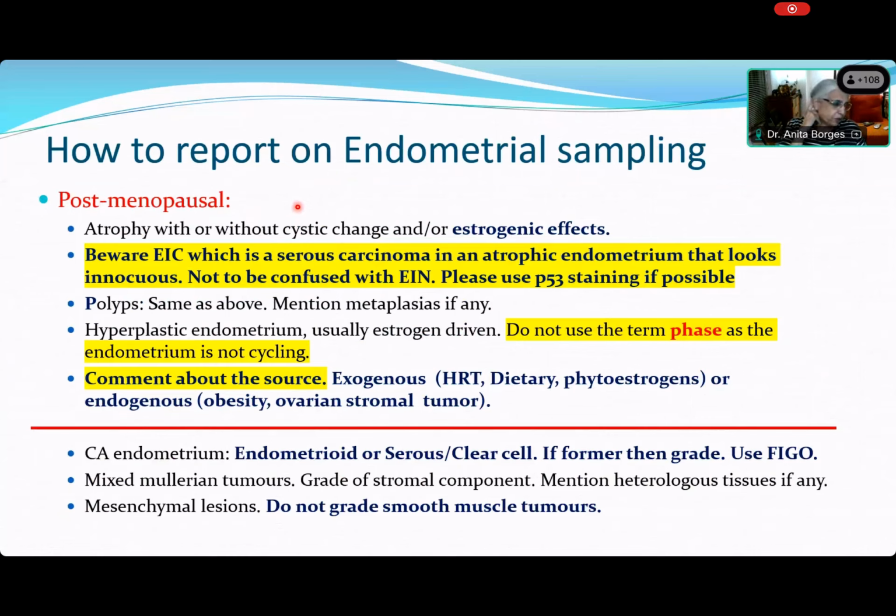If there is a proliferative endometrium in a postmenopausal woman, it is because, Simi, why? Can you get a proliferative endometrium in a postmenopausal woman? Yes or no? Yes, ma'am. Yes, you can. Very good. Vandana, why do you get a proliferative endometrium in a postmenopausal woman? Because of estrogen activity. Very good. And that estrogen activity can be exogenous or endogenous. Exogenous is HRT, dietary phytoestrogens. Endogenous is obesity, ovarian stromal tumor, or otherwise.